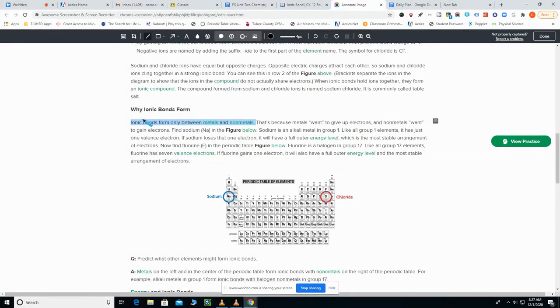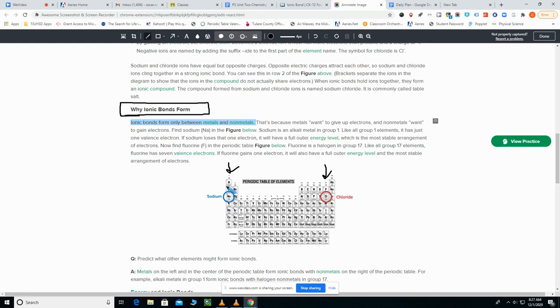So why do ionic bonds form? Again, it's what we just stated. Metals tend to lose valence electrons and become cations, and nonmetals tend to gain valence electrons and become anions, to become stable, to have that full outer energy level full of valence electrons. Here we looked at sodium and chlorine, and these two groups will form new compounds.